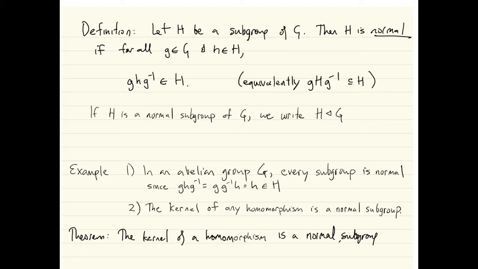What makes groups complicated is that some of them are non-abelian, and so that's why the notion of normal subgroup, to distinguish from arbitrary subgroup, is important.